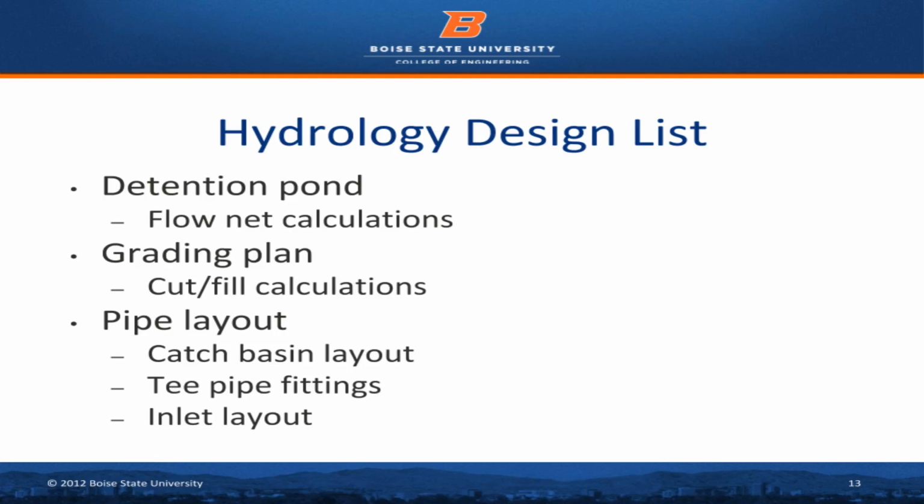So overall, our hydrology design included the detention pond, the grading plan, and the pipe layout. The detention pond was based off of the flow net calculations that we came up with for the 100-year flood, and then the volume was taken from that and made slightly bigger in order to encompass all of the water flow that would come off the site during the 100-year flood.